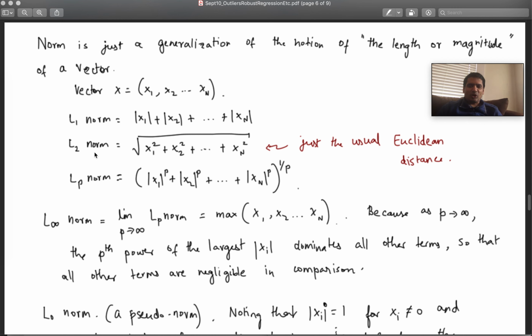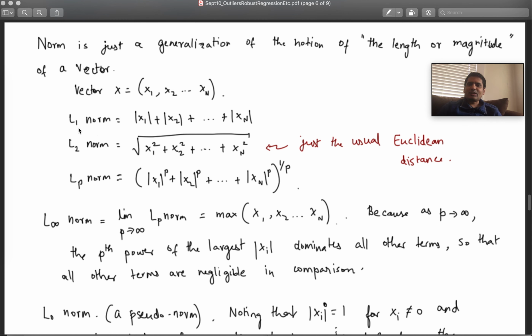the L2 norm is your usual magnitude of the vector, right? It's the square root of x1 squared plus x2 squared, etc., until xn squared. Sometimes also called the Euclidean distance, magnitude of a vector, whatever. All those terms, you're very familiar with it. This is just called the L2 norm, okay? And it's called L2 because it's a square.